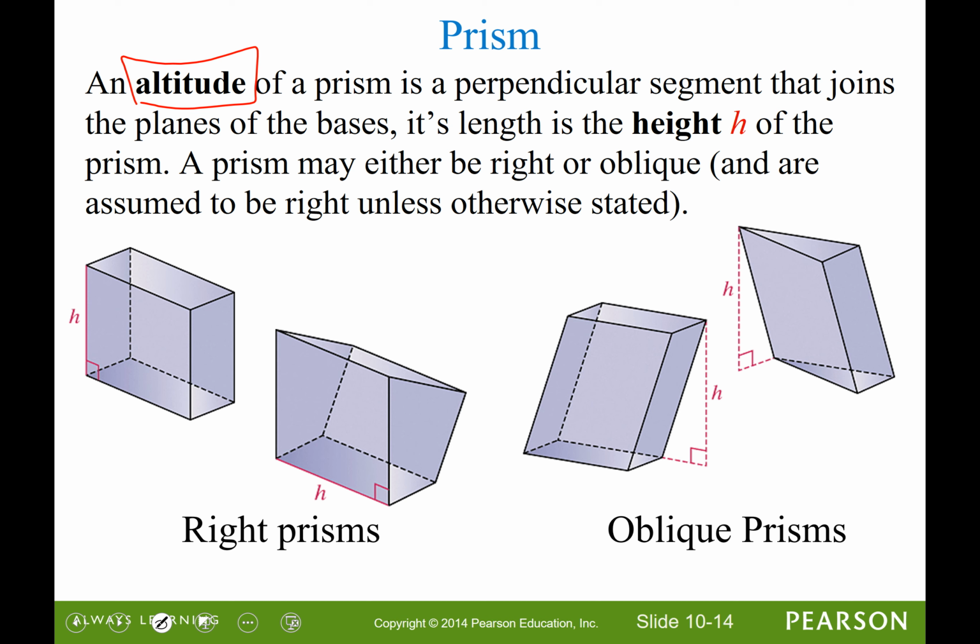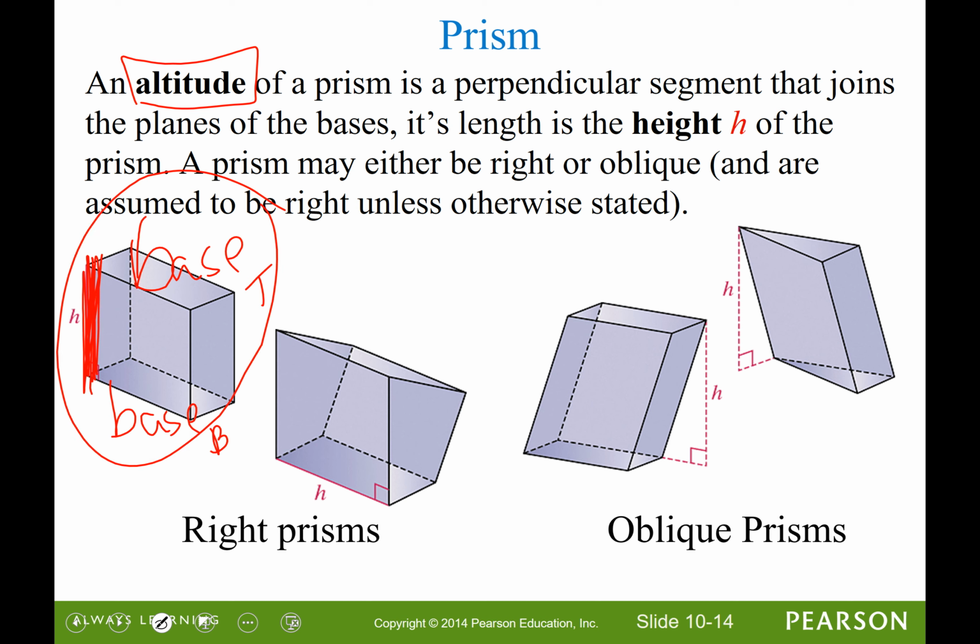And that height, or that altitude, is the distance between the two bases. So this top one is base, I'll put sub T for top, and down here is a base, sub B for bottom. So the height is the distance between the two bases. It seems obvious in this one because, like, the orientation of that prism, it makes sense that that's the height.